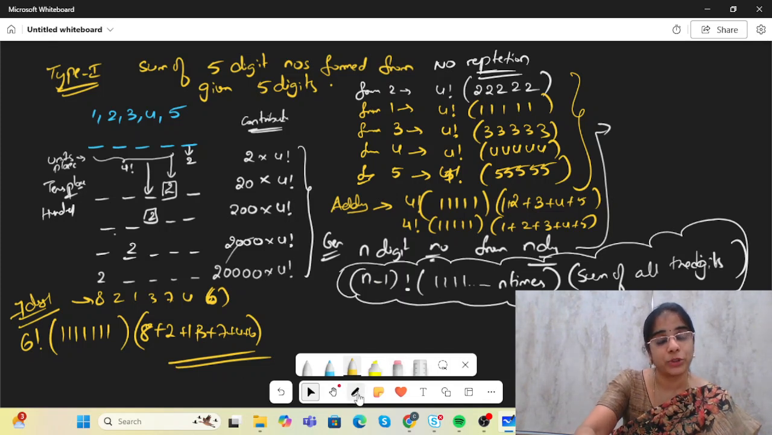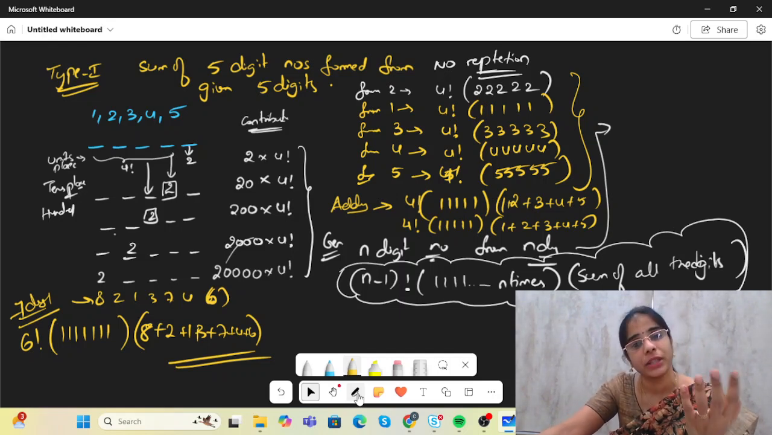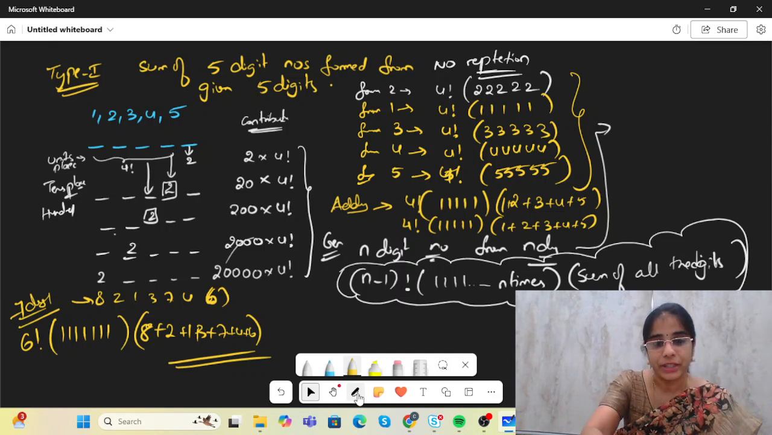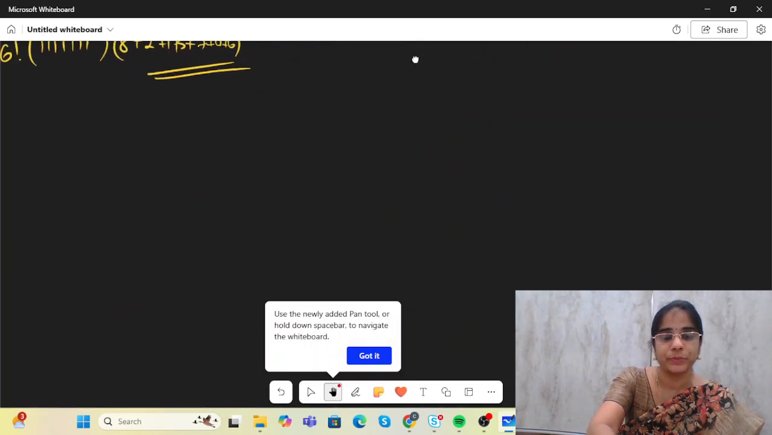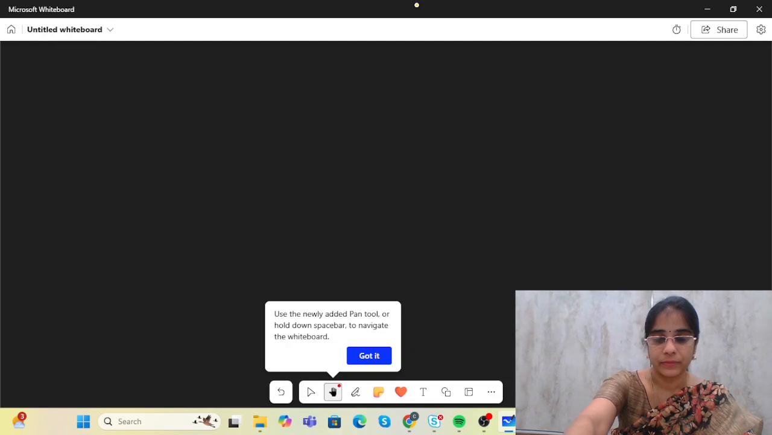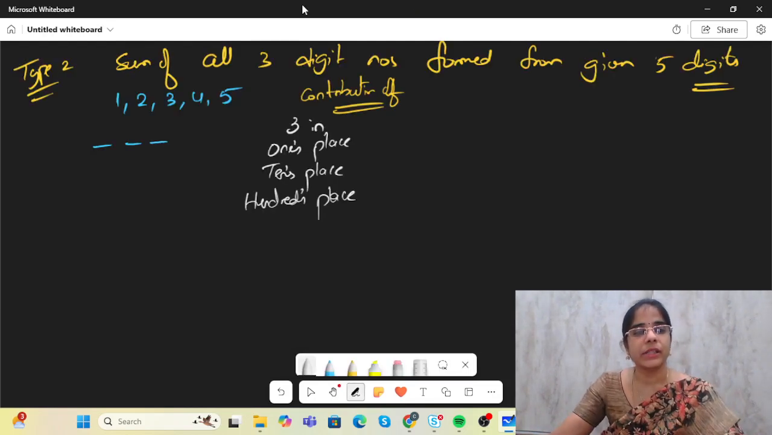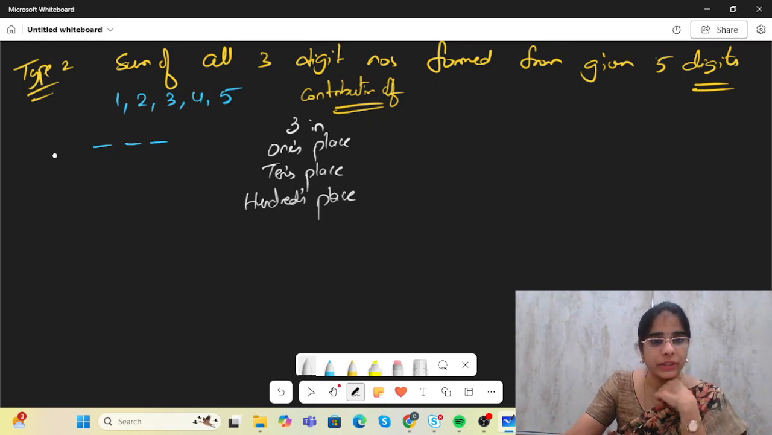Now going with type 2. Type 2 is what I said: the sum of numbers without repetition, but I am choosing only some 3 digits from the given 5 digits. So that will be my type 2. This is the question: the sum of all 3-digit numbers formed by the given 5 digits, 1, 2, 3, 4, 5. I need to frame a 3-digit number from the given 5.